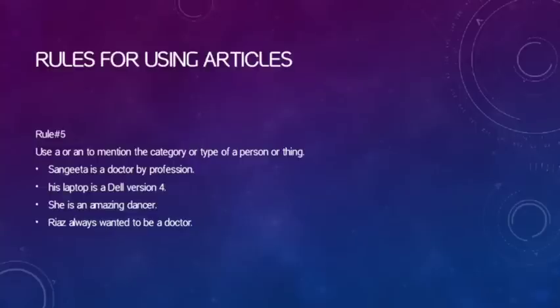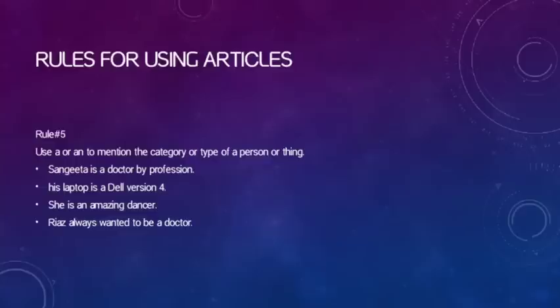Let's have a look at rule number 5. Rule number 5 is, use a or an to mention the category or type of a person or thing. To understand this, let's have a look at these examples. Sangeeta is a doctor by profession. Now there are so many professions, so we are saying a doctor, meaning mentioning the category.